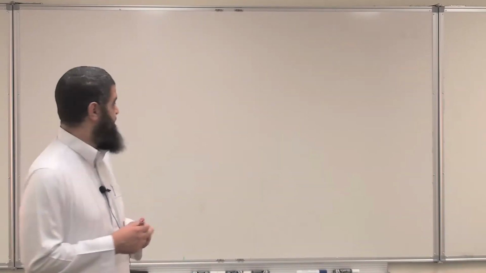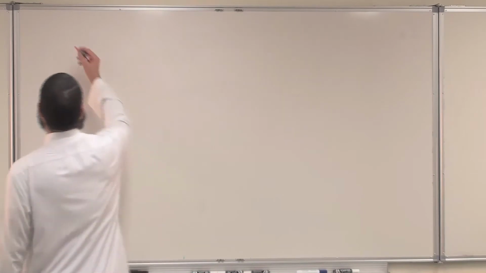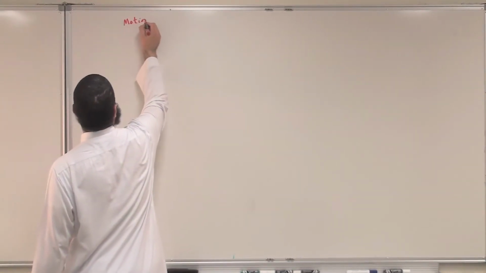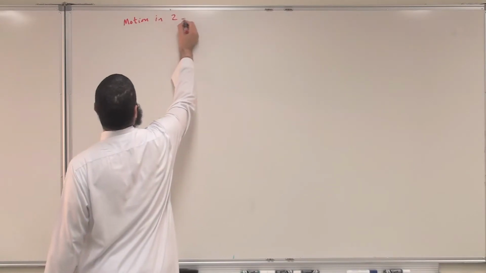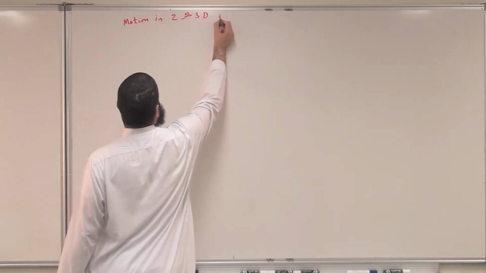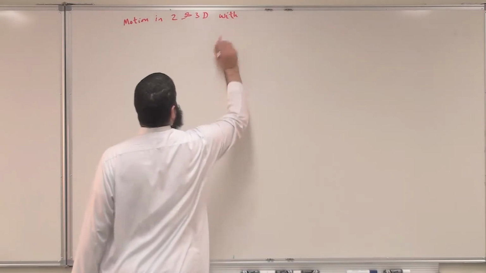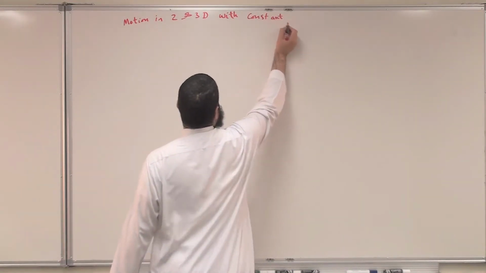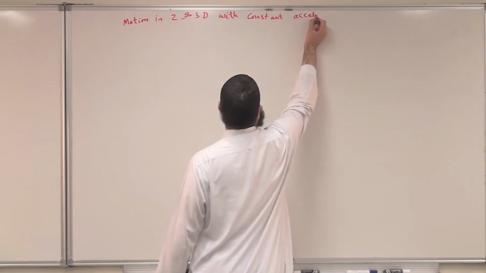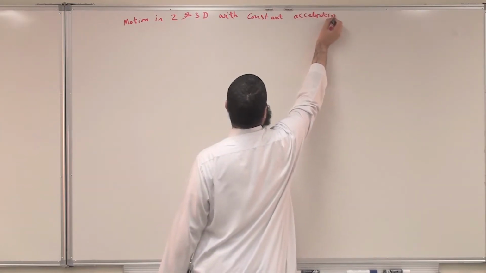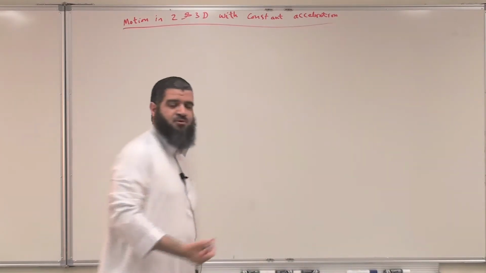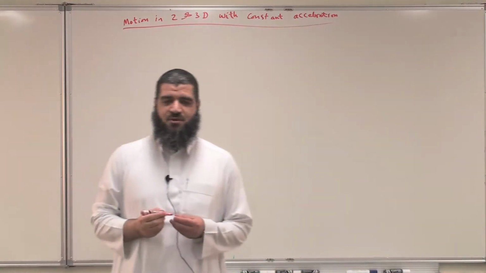Now let us focus on motion in two dimensions, or 2 and 3 dimensions, but the simplest case, when you have constant acceleration, as we have done before in motion in 1 dimension. So now we'll talk about motion in 2 and 3 dimensions, but with a special case of constant acceleration. I think by now you are familiar with motion in 1 dimension with constant acceleration.